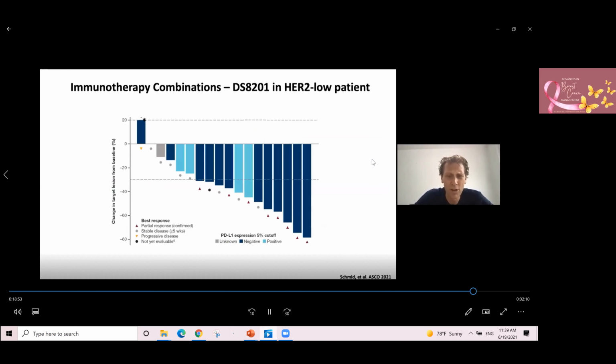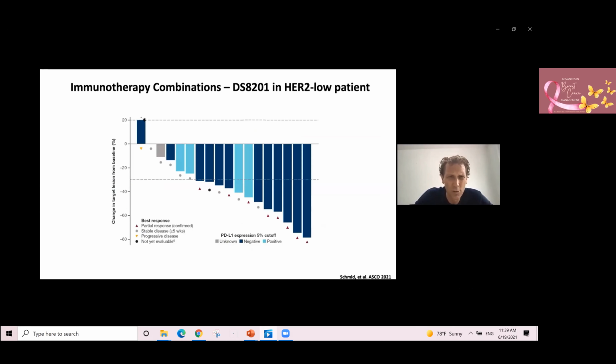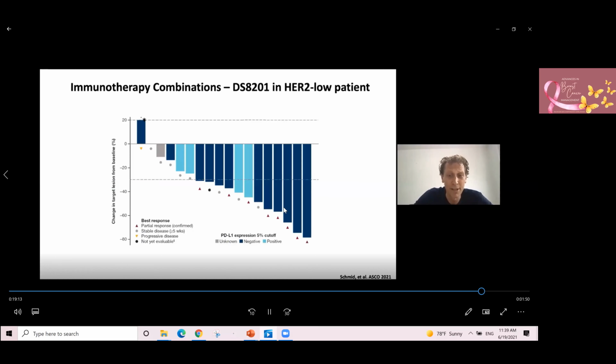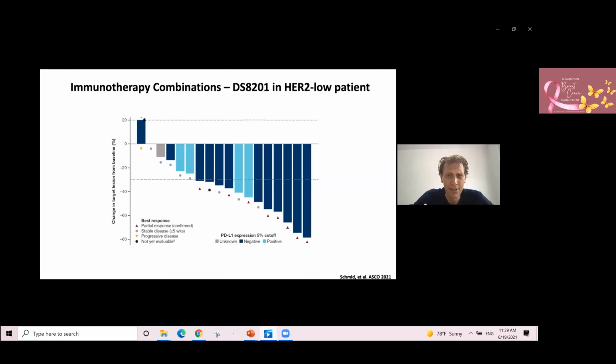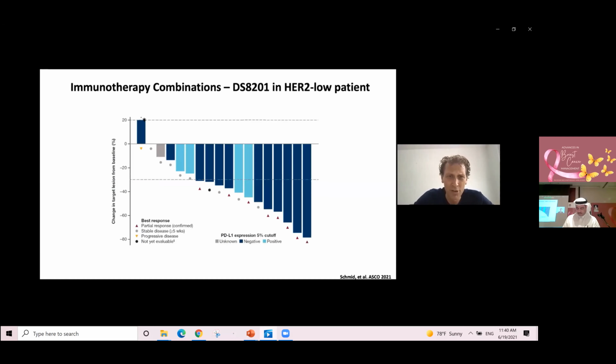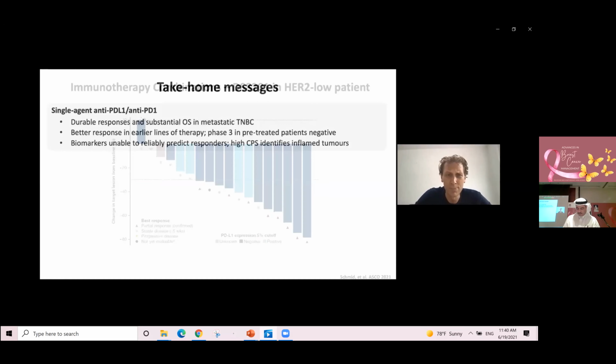And just to show you what we might be able to see in the future, data just from ASCO last week with DS8201, HER2 targeting, but this is given in HER2 low patients. So patients predominantly with IHC1 plus, a few with IHC2 plus, triple negative cancers otherwise. Irrespective of PD-L1 expression, as you can see, most of those patients in fact were PD-L1 negative. And you can see in this small cohort of patients, first line, substantial activity, chemo-free, DS8201 targeting HER2, durvalumab targeting PD-L1, impressive combinations, and we will explore this further going forward.